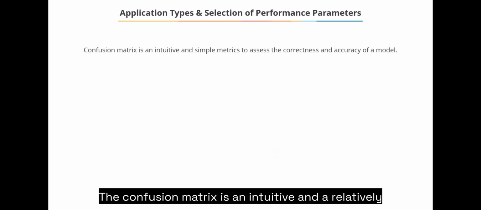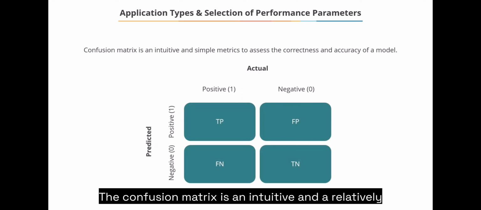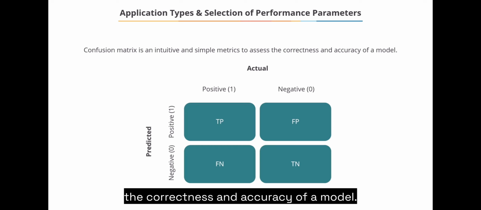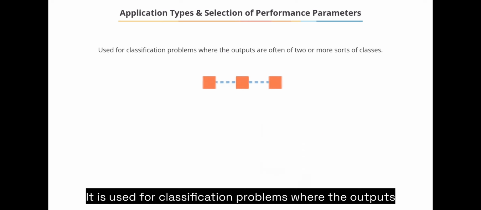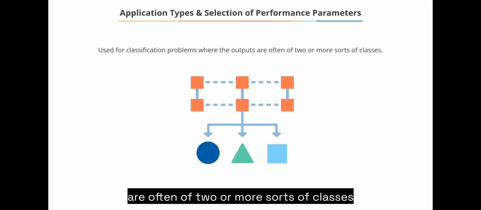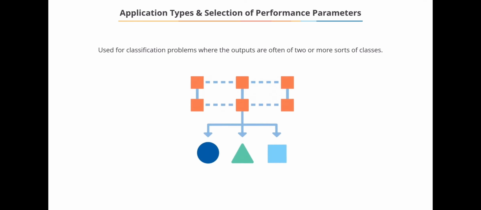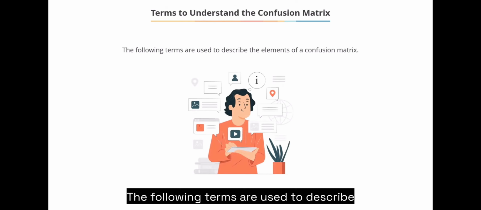The confusion matrix is an intuitive and a relatively simple metric that can be effectively used to assess the correctness and accuracy of a model. It is used for classification problems where the outputs are often of 2 or more sorts of classes. Terms to help understand the confusion matrix. The following terms are used to describe the elements of a confusion matrix.